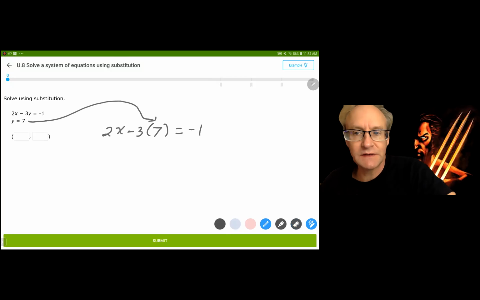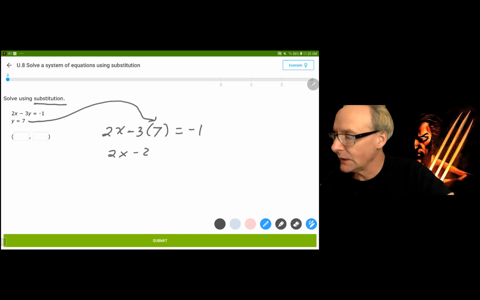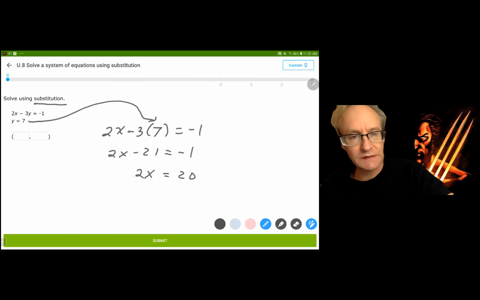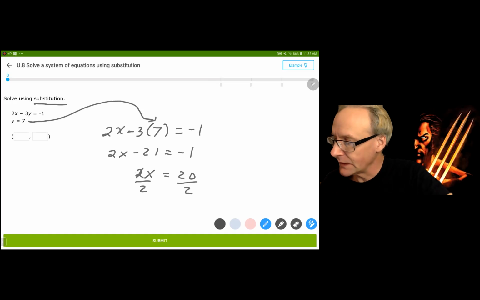A lot of people make the mistake of putting something in addition. We are exchanging, we're putting 7 instead of y. It is a substitution. And we simplify, that's 2x minus 21 is equal to -1. We're going to add 21 to both sides, and you get 20. And we're going to divide both sides by 2. I like to write division using a division line. And when I divide 2 by 2, I do get 1x, which is just x equals 10.